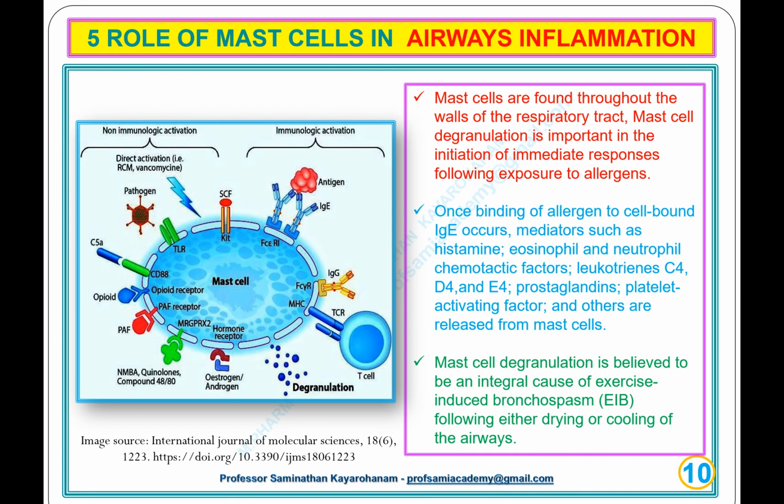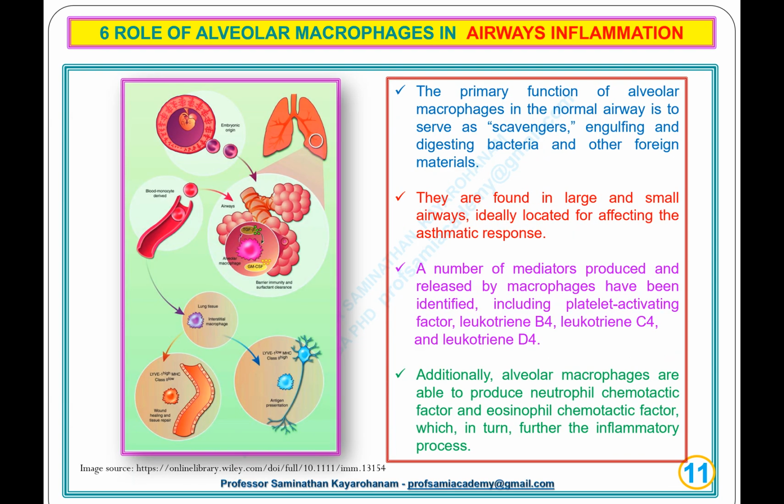Next slide, 5. Role of mast cells in airways inflammation. Mast cells are found throughout the walls of the respiratory tract. Mast cell degranulation is important in the initiation of immediate responses following exposure to allergens. Once binding of allergen to cell-bound IgE occurs, mediators such as histamine, eosinophil and neutrophil chemotactic factors, leukotrienes C4, D4, and E4, prostaglandins, platelet activating factor and others are released from mast cells. Mast cell degranulation is believed to be an integral cause of exercise-induced bronchospasm following either drying or cooling of the airways.